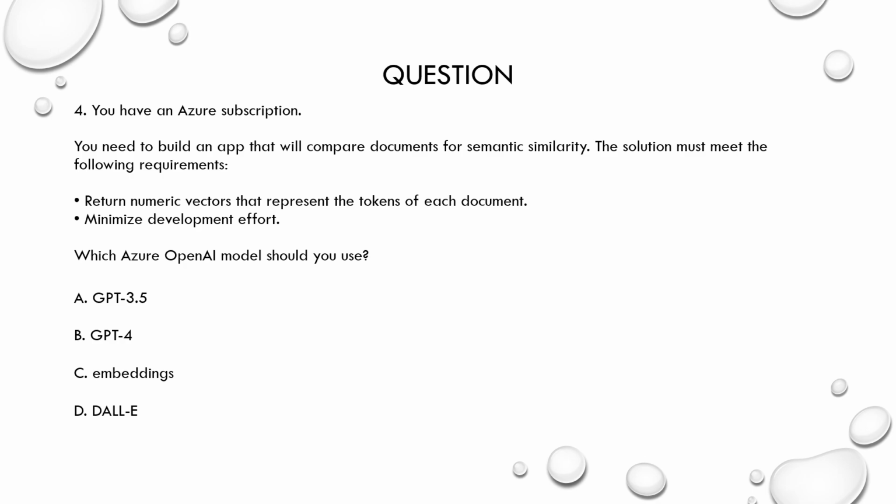Now let us break down the question. What are the keywords present in the question? So the question is regarding an Azure OpenAI model. Which model should we use? And what are the requirements? So we have to compare documents for semantic similarity. And the model should return numeric vectors that represent the token. And it should be a pre-trained model because the question states there should be minimal development effort. So it means it should be a pre-trained OpenAI model. Now, which model can be used to compare documents?